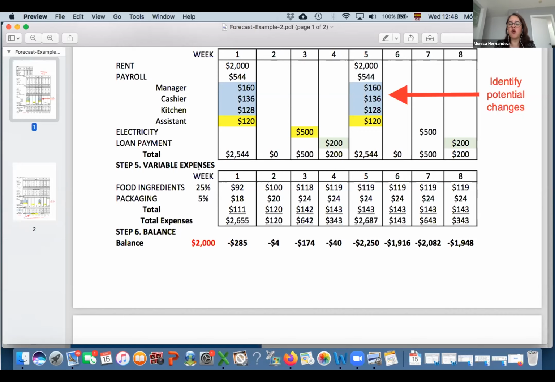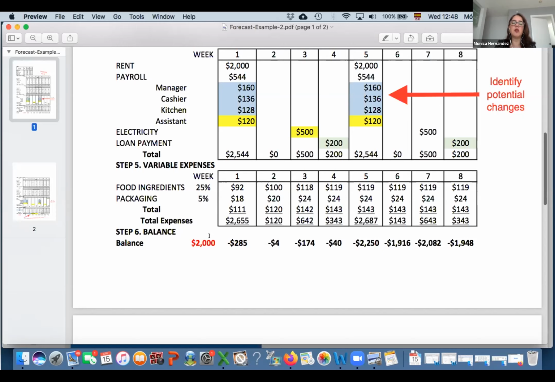The same thing goes for variable expenses. In this example, the expenses are food ingredients and packaging. So you do the math about the cost of your products and calculate your total expenses, which are basically the sum of the fixed expenses plus the variable expenses of that particular week. Once you have done that, you need to calculate the balance per week.